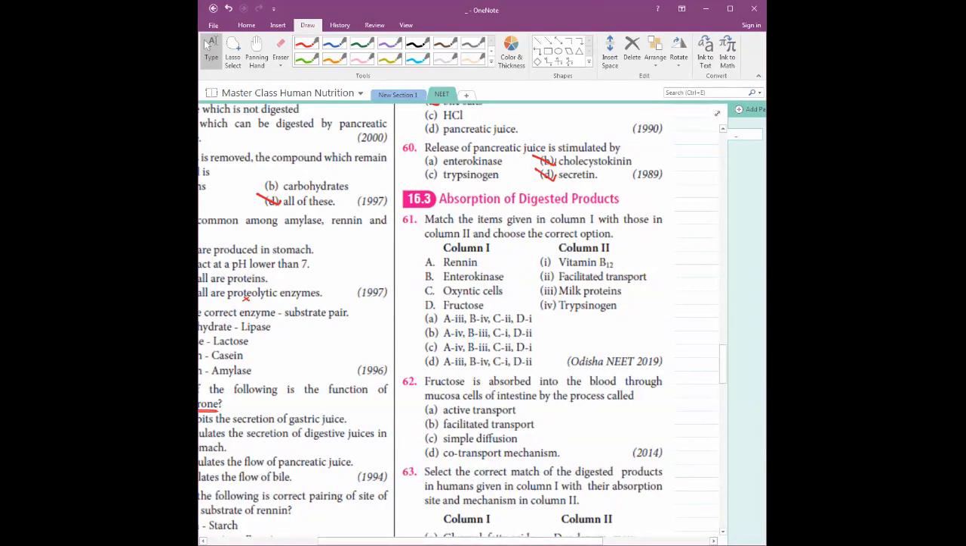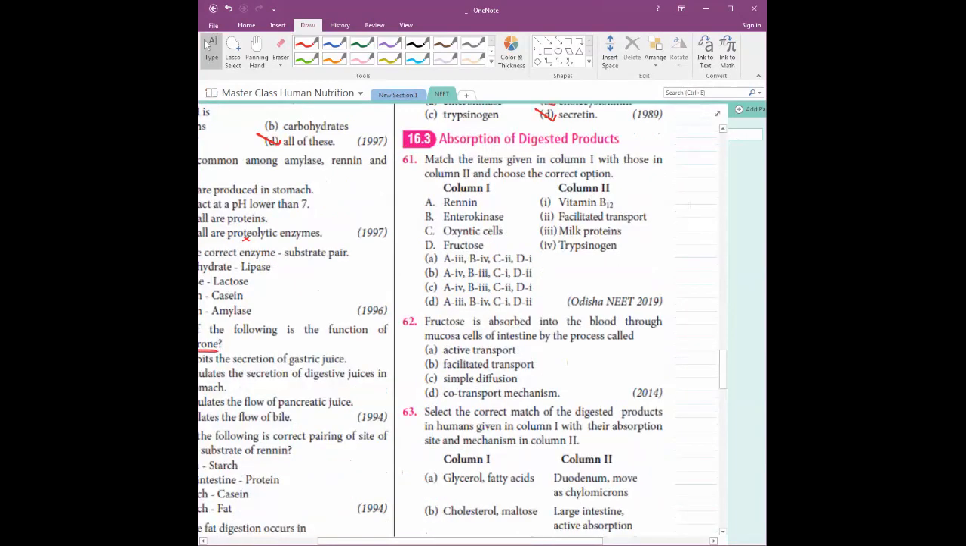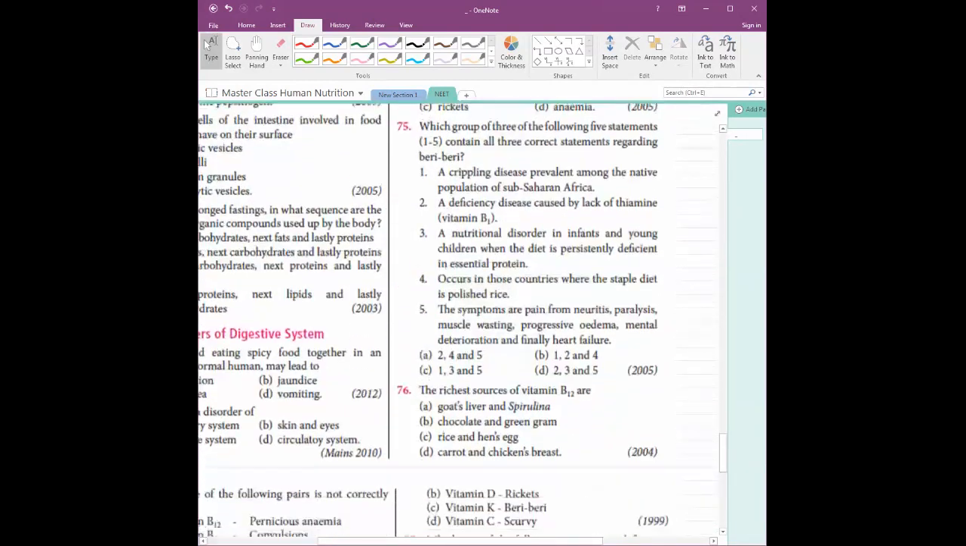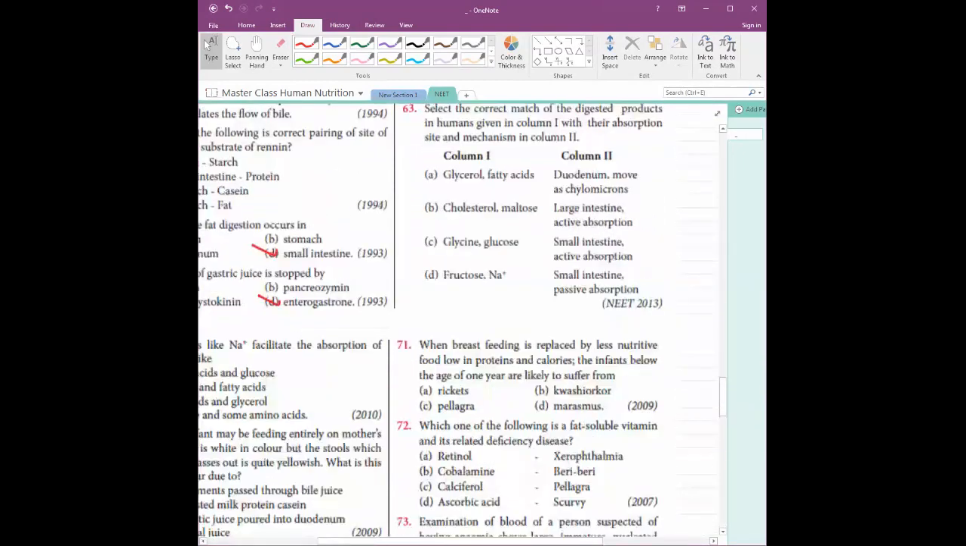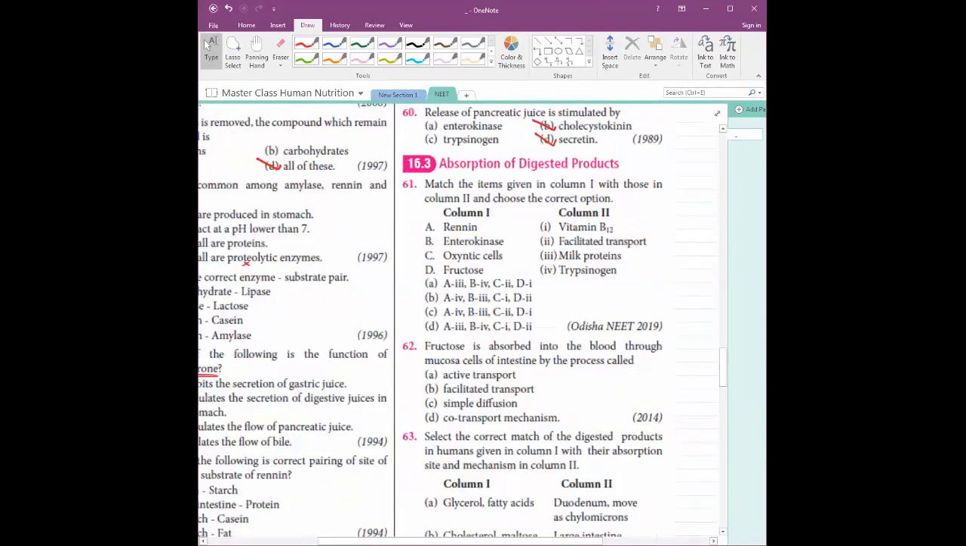Okay, sure. But now let's try to move ahead. Let's try to see digestion and absorption. How many things do we have? Oh, we still have many more to do. Okay, so match the items given in column 1 with those in column 2.